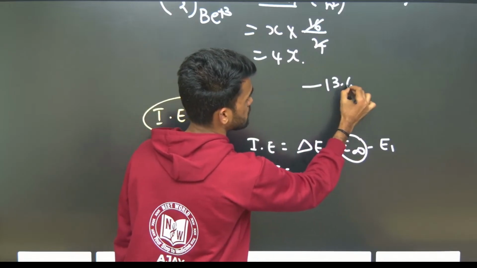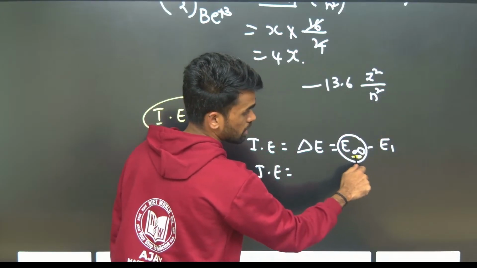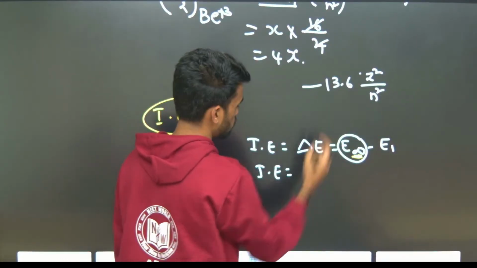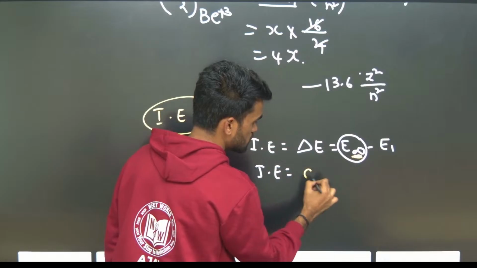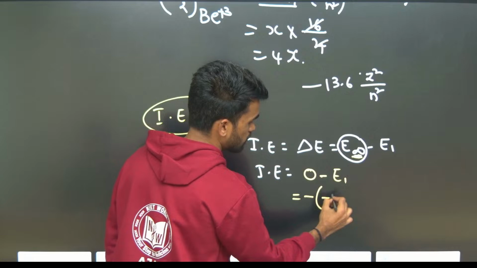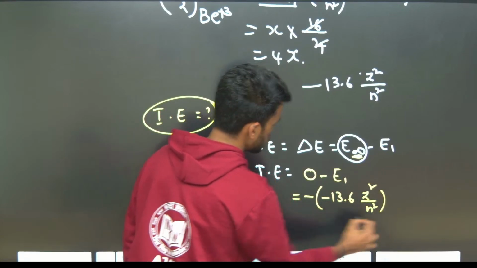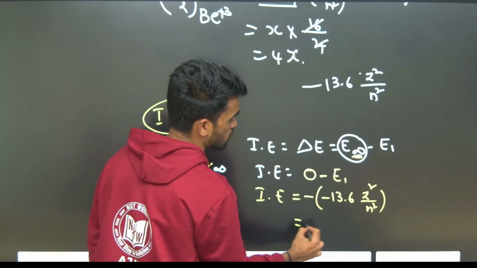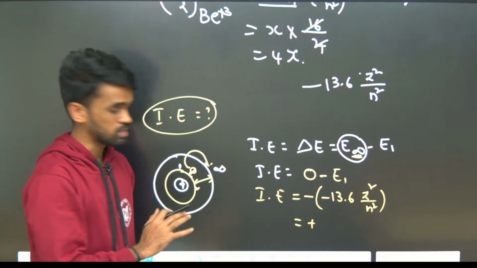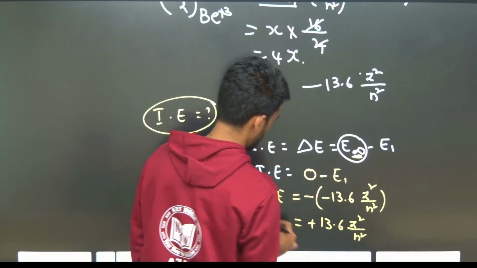What is the formula? Minus 13.6 z square by n square. What is the n value here? Infinite means n value is infinity. So something by infinity will be 0. So E infinite will be 0 minus of E1, that is nothing but minus of minus 13.6 z square by n square. So ionization energy will be in positive terms, the same value as total energy, but positive: 13.6 z square by n square.